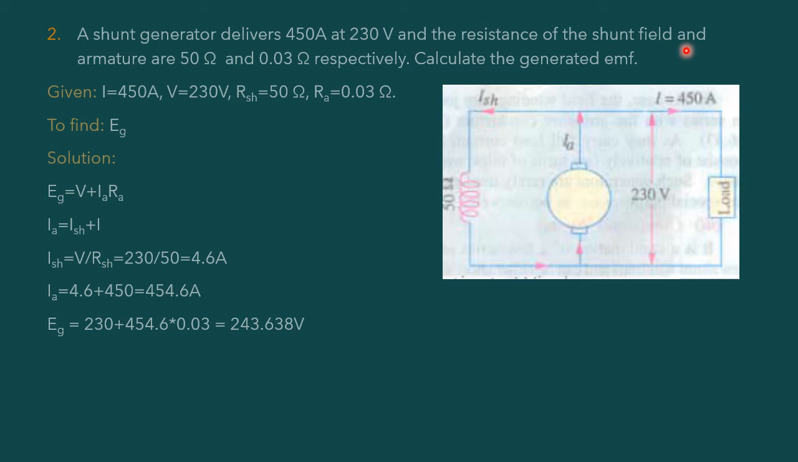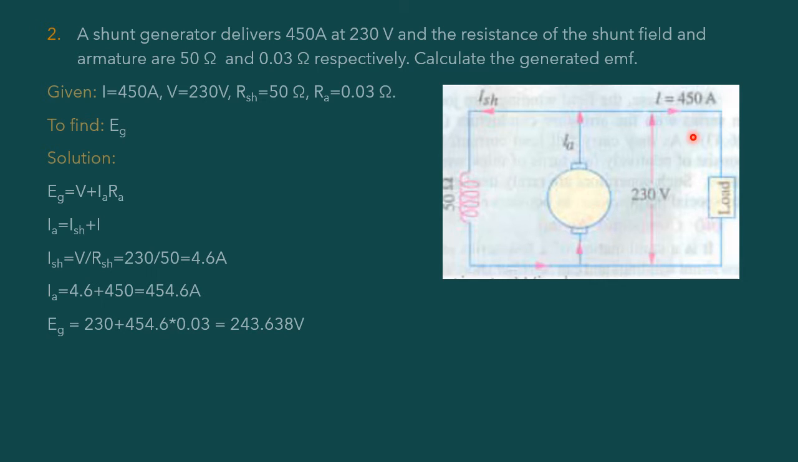The resistances of the shunt field and armature are given. The shunt field resistance RSH is 50 ohm, and the armature resistance is 0.03 ohm. Calculate the generated EMF. So we have to find the generated EMF EG. What is the formula for EG?